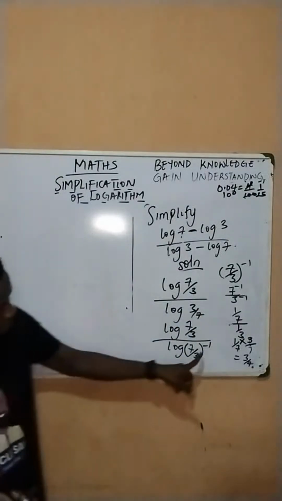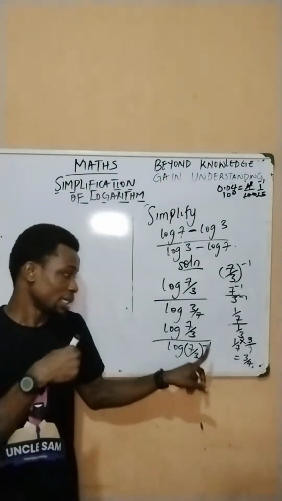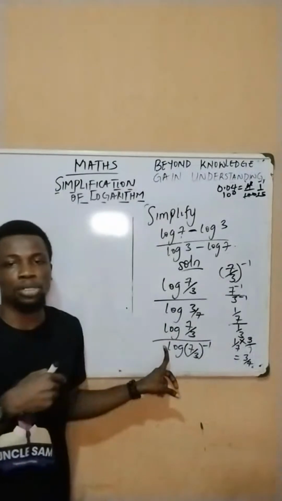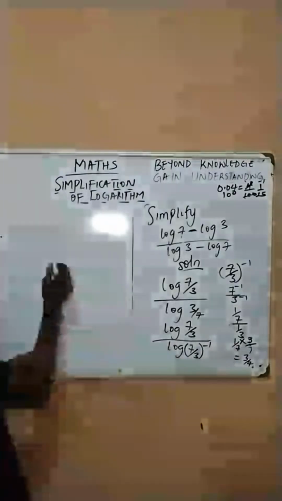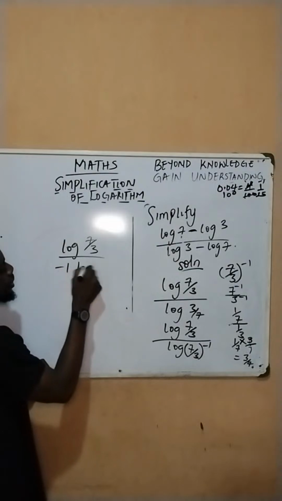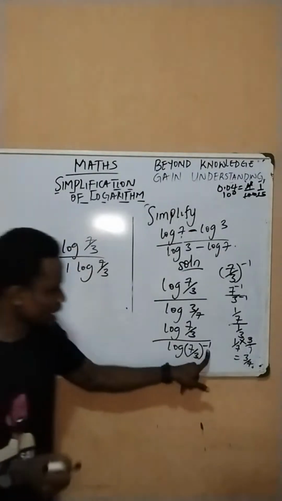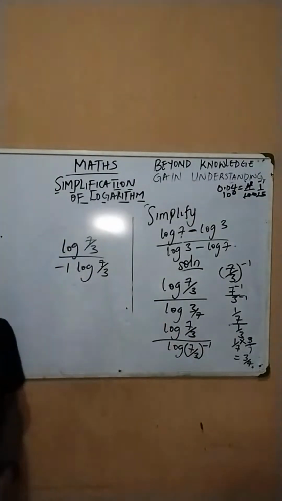Well, I can apply the law of power for logarithm. That is, take the power and let it become the coefficient of the log. So this now becomes the log 7 over 3 all over -1 log 7 over 3. So I've taken the power here and it becomes the coefficient of the log here.